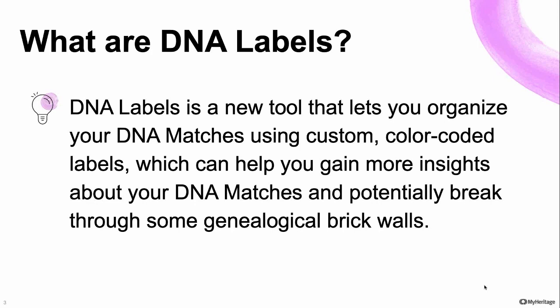On MyHeritage, we're trying all the time to think of different tools and new options, which will make your lives easier when working with your DNA matches. And we think that labels are the right way to do that. These are like groups that you can take your DNA matches and label them or tag them in a way that will make it easier for you to keep track of your research. And we'll show some examples along the way.